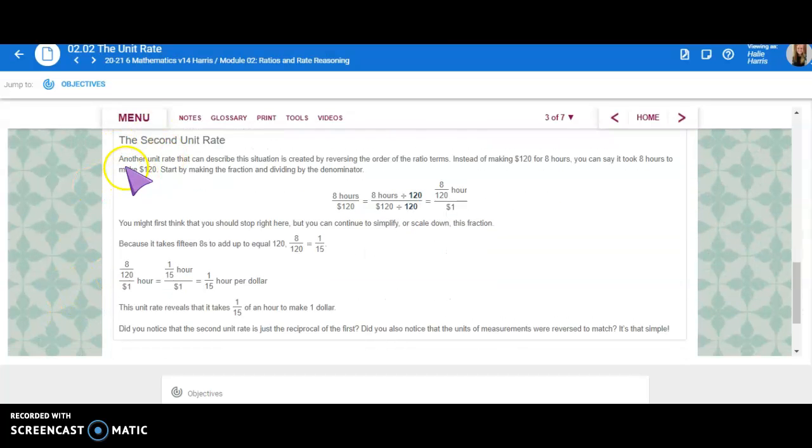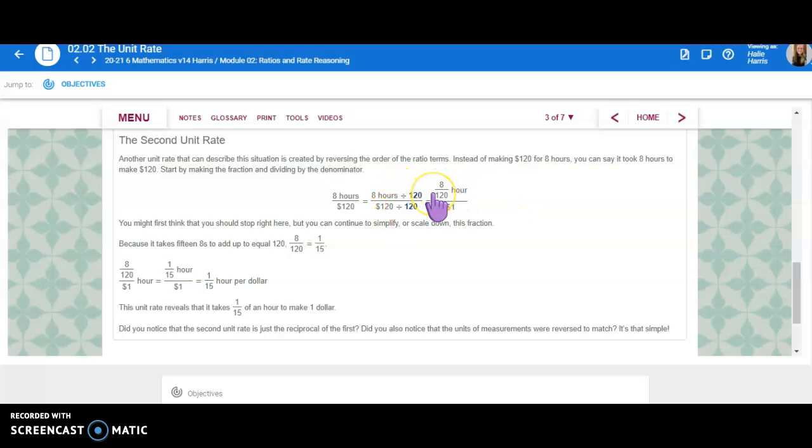The second unit rate, another unit rate that can describe the situation, is created by reversing the order of the ratio terms. Instead of making $120 for 8 hours, you can say it took 8 hours to make $120. So he's worked for 8 hours, he made $120. He divides them both by 120.